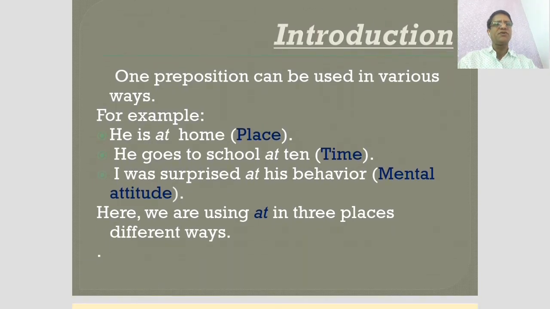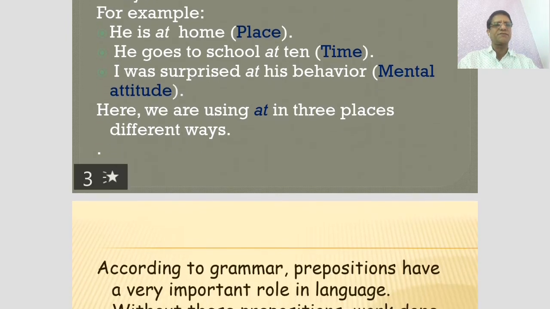One preposition can be used in various ways. For example, he is at home, place. He goes to school at 10, time. I was surprised at his behavior, mental attitude. Here we are using "at" in three places, in different ways.